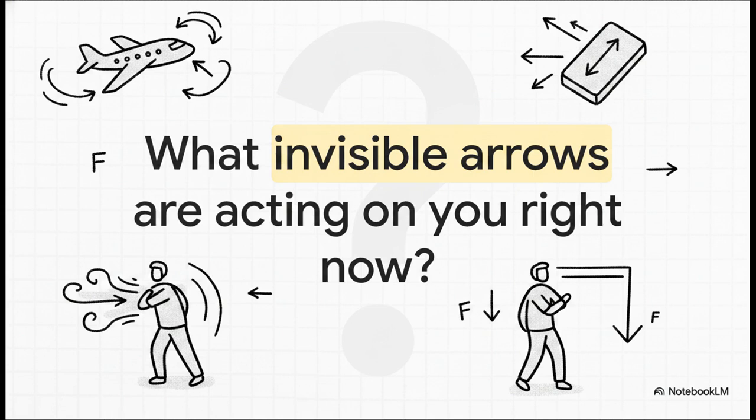What invisible arrows are acting on your body right at this very second? Next time you feel the wind push against you or feel the heavy pull of gravity, try to actually visualize the modulus and direction of that vector in your mind.